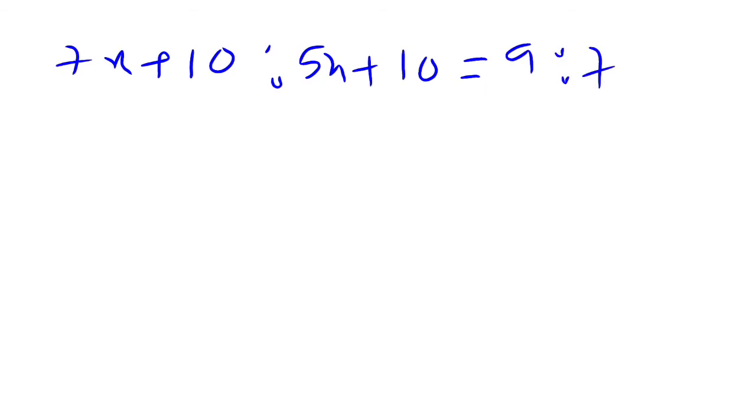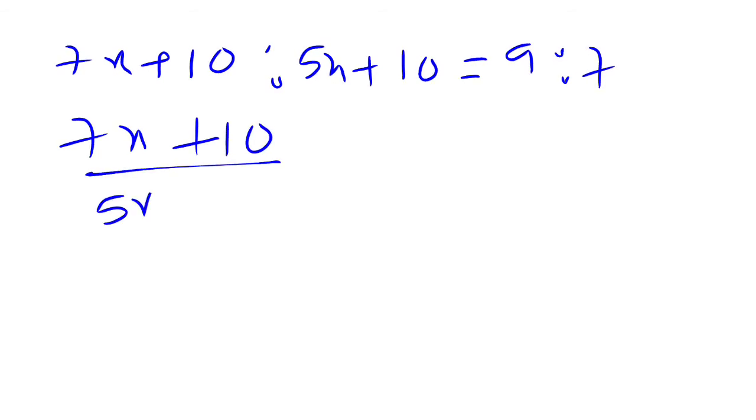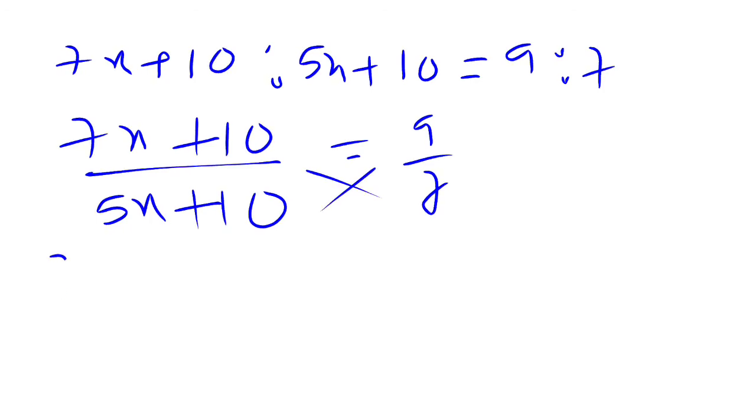7x plus 10 is to 5x plus 10 equals to, their ratio is 9:7. But the ratio can be written in the fraction form. So we should write in the fraction form to find out the x value. So it is equals to 9/7. So both sides of the equal symbol we have a fraction, so then we can do cross multiplication.